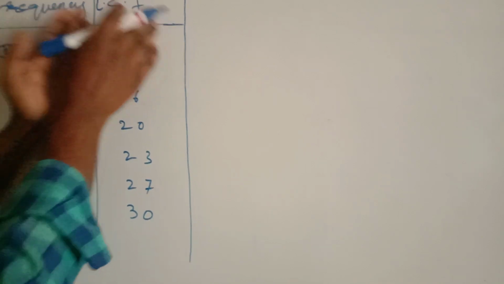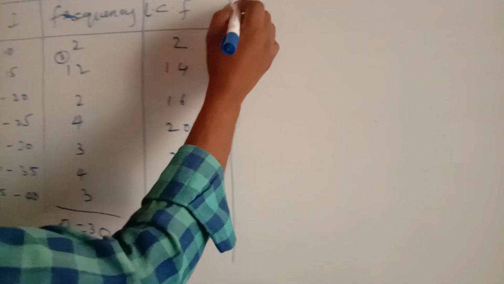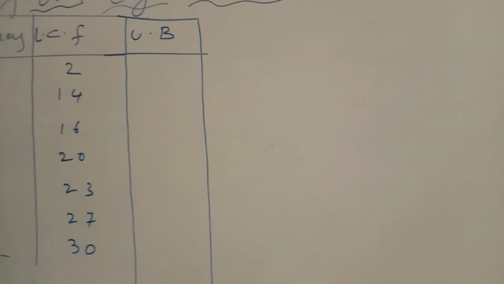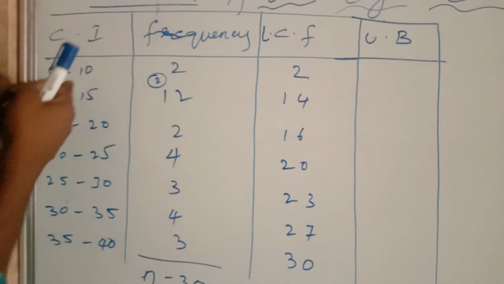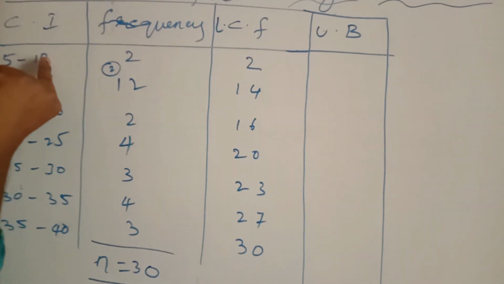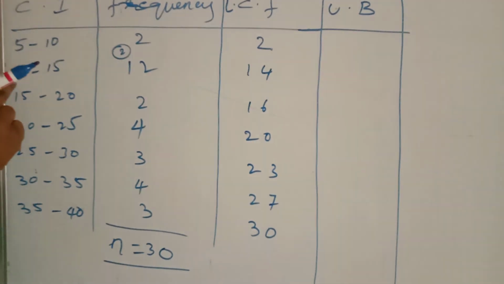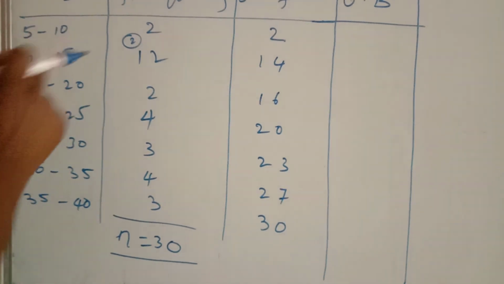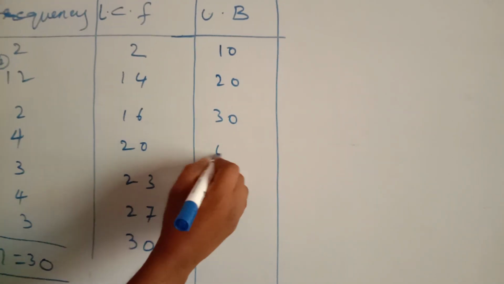Whenever you are finding less than cumulative frequency, you are going to consider upper boundaries. The fourth column you are getting as upper boundaries. Whenever you take boundaries, see whether the class intervals are exclusive or inclusive classes. Here the upper boundary repeats as the next class interval's lower boundary, so these are exclusive classes. The upper boundaries are 10, 20, 30, 40.